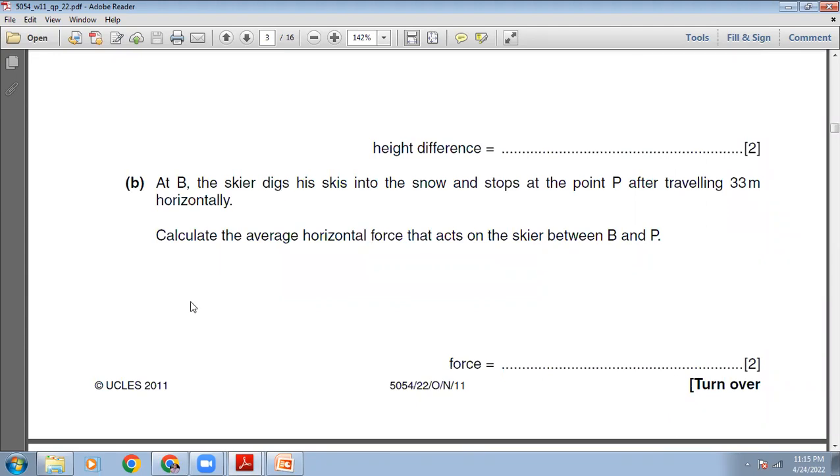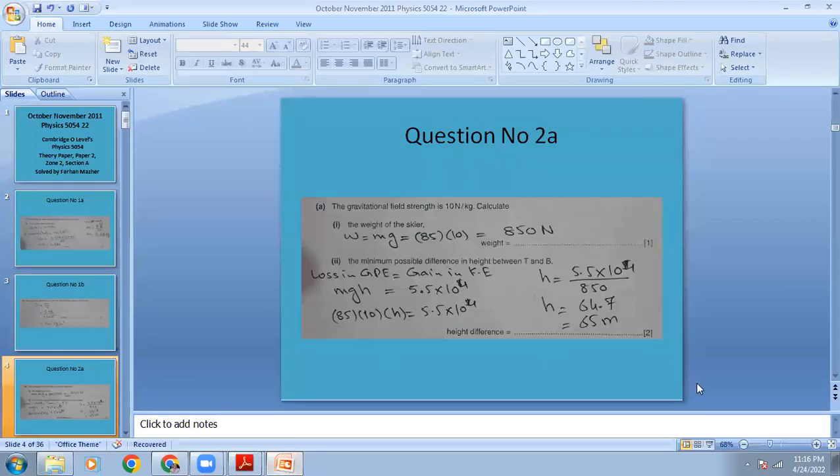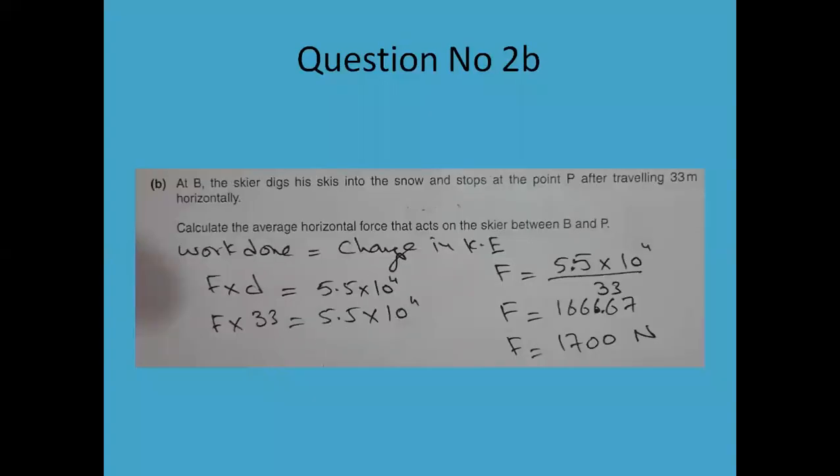So you stop. The change in the kinetic energy will be from 5.5 × 10^4 joules to 0 joules, and that will be equal to the work done against the friction. You know the work done is also force times distance. The work done can be found in two ways. One is the change in the kinetic energy. The other way is F times D, where D is the distance traveled against the friction. So I will make them equal. F times D is equal to the change in the kinetic energy.